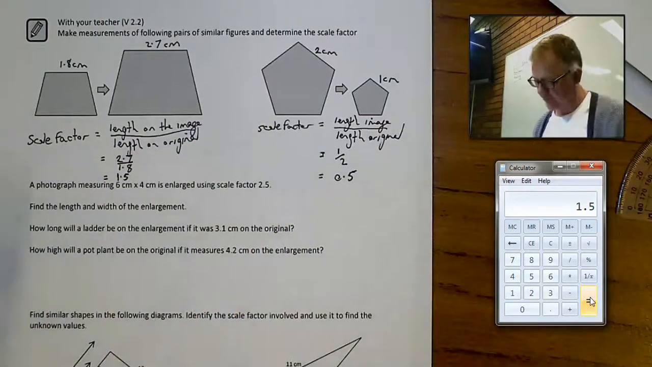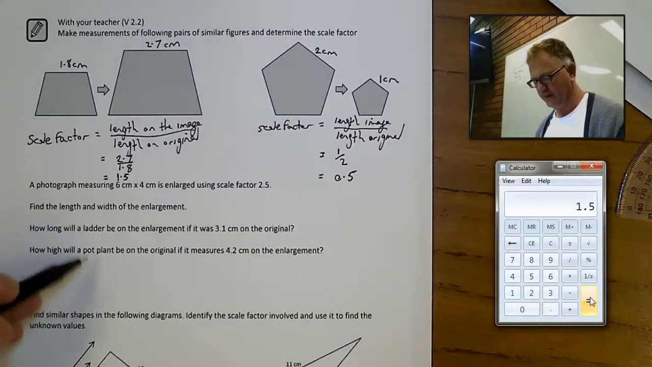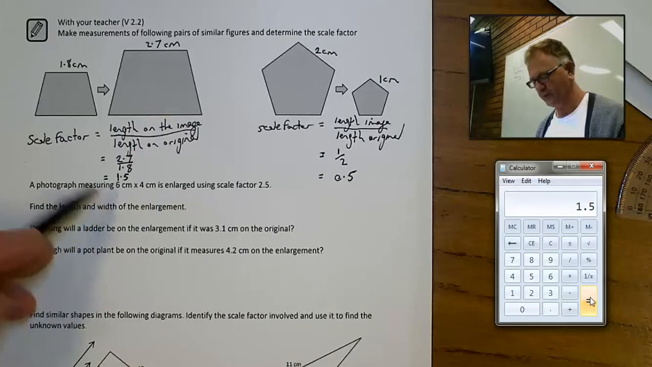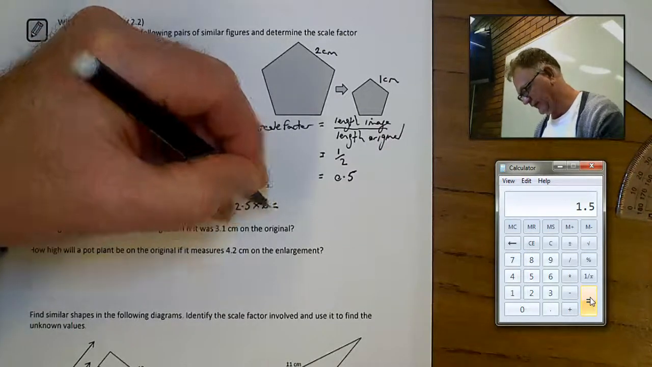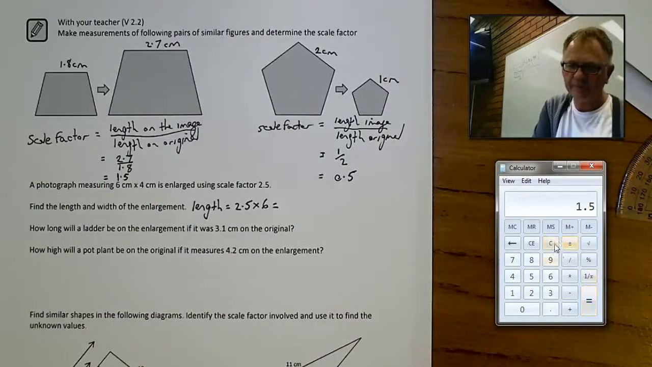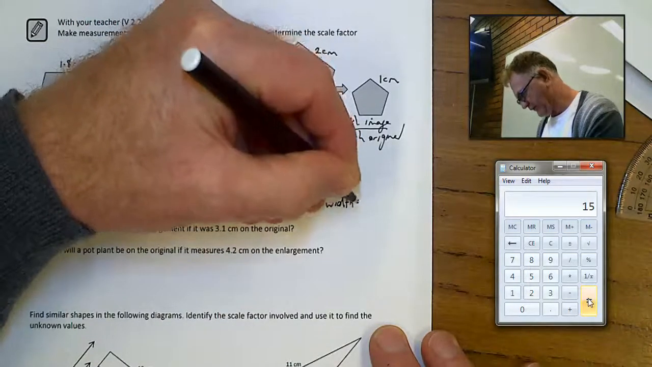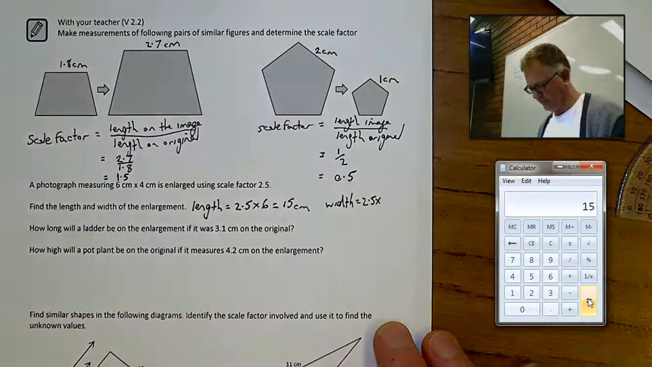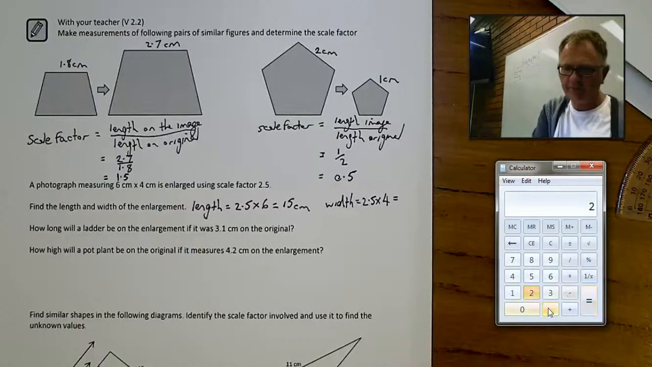We've got a photographic enlargement in the next question here. A photograph which measures 6 by 4 is enlarged using a scale factor of 2.5. That means everything on the image or the enlargement is 2.5 times the size that it was on the original. Find the length and the width of the enlargement. Well, the length will be 2.5 times what it was on the original. So its length is going to equal 2.5 times 6 centimetres. Now 2.5 times 6 is equal to 15 centimetres, and its width is going to be 2.5 times its original width, which was 4. 2.5 times 4 equals 10, doesn't it? Of course it does.